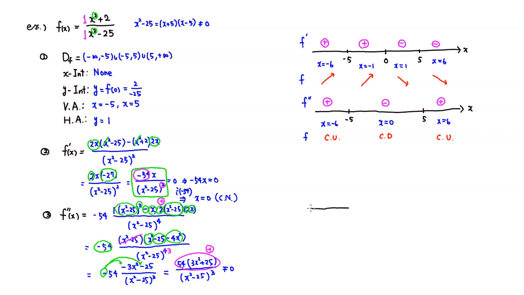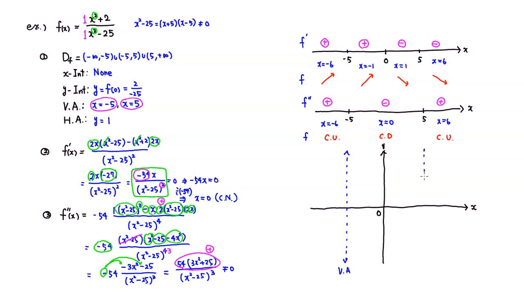Alright, so let's try to do that here. So here's the x-axis, and I'm going to put the y-axis right here. And we know that there's a vertical asymptote at negative 5, and then positive 5. So let's put that. So here's negative 5, so there's a vertical asymptote there. And then at positive 5, you still have another vertical asymptote. So we put the vertical asymptotes, and we tend to use the dotted line for that.